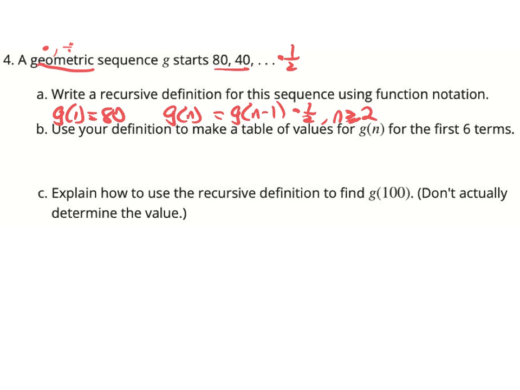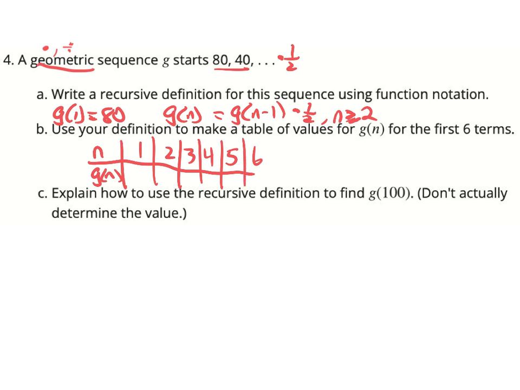Make a table of values. So I'm going to put n on top and g of n on the bottom. So 1, 2, 3, 4, 5, 6. All right. I'm sorry, this is not Notability, and I can't hold it and make a straight line. So you got 80, you got 40, you got 20, you got 10, you got 5, you got 2.5.